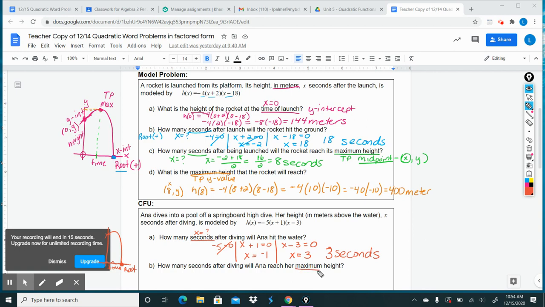Again, maximum height is your turning point. We need to add -1 plus 3 and divide by 2 to get our maximum height. 2 divided by 2 is 1, so after 1 second she would reach her maximum height.